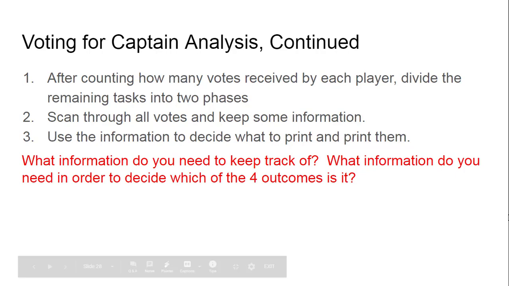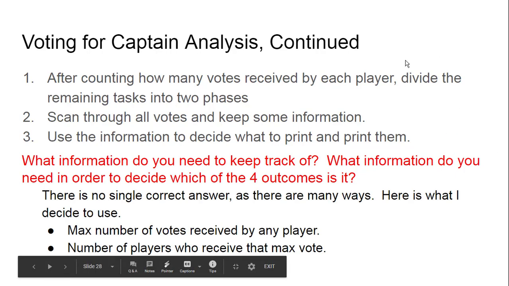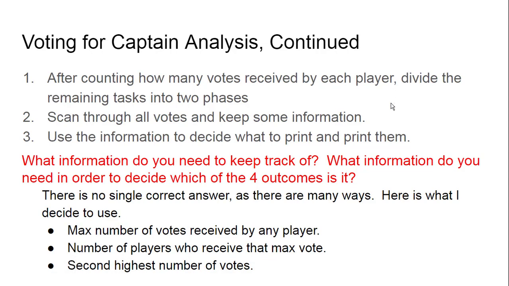So what I ended up deciding to do is to keep track of three pieces of information. First is the max number of votes received by any player. This is needed in order to determine whether that is a majority or not. And the second is the number of players who receive that max vote. And we're going to see why I chose to keep track of that information.